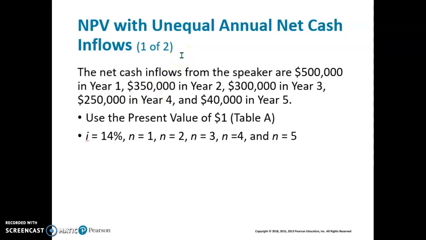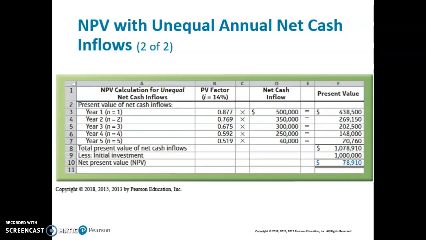Then in the other one, for the speakers, we had unequal net cash inflows. The net cash inflows from the speaker are 500 in year 1, 350, 300, 250, and 40,000. So what we'll have to do is use the present value of a lump, of 1. And then we set up a table like this. So here's year 1 through 5. And this is the present value of my net cash inflows. These are the factors for those 5 years times the cash inflow for that particular year, and this is the present value of those dollars. Okay, so this brings it back to today's dollars.